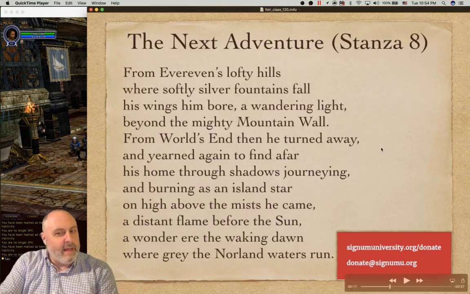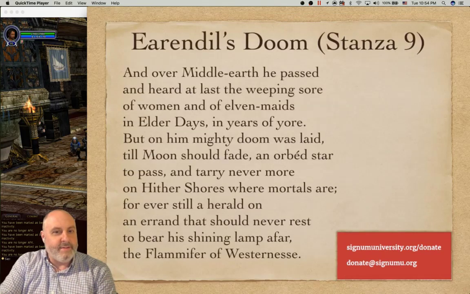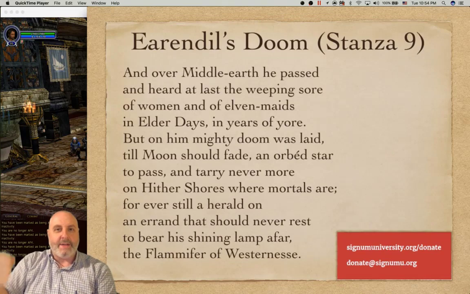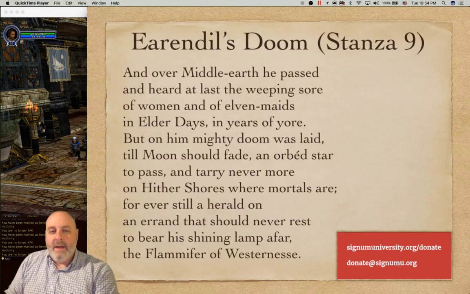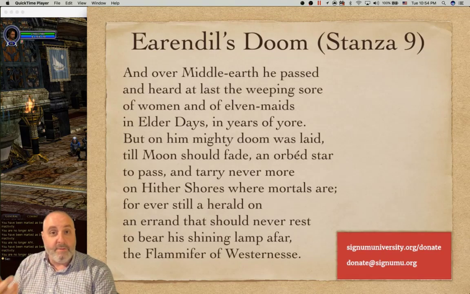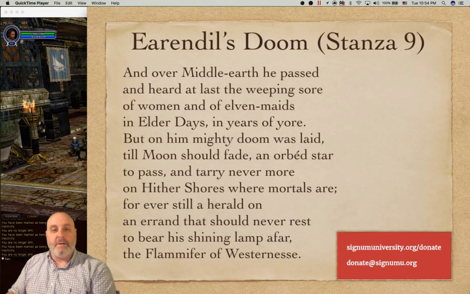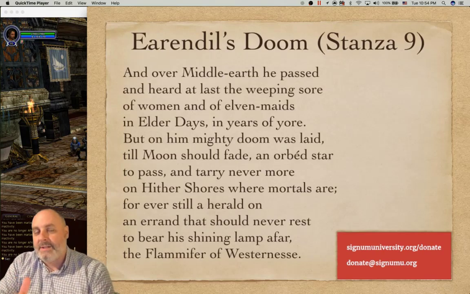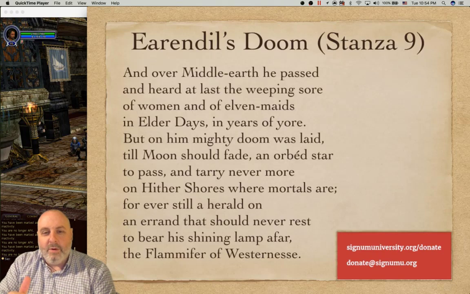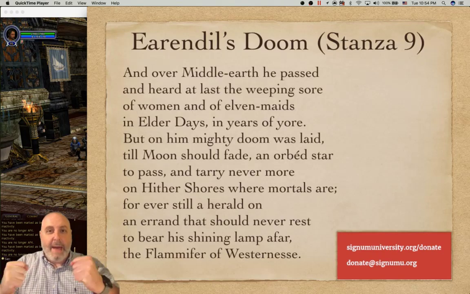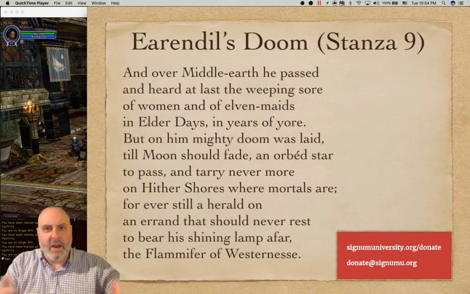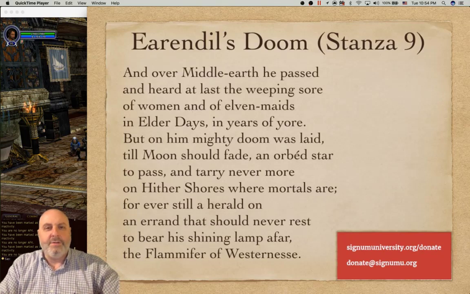And then it sounds like it's still an action sequence at the beginning of stanza 9. "And over Middle-earth he passed." Ta-da! "And heard at last," another compound verb. He passed over Middle-earth and heard at last the weeping sore of women and of elven maids. And then all of a sudden, "in elder days, in years of yore."